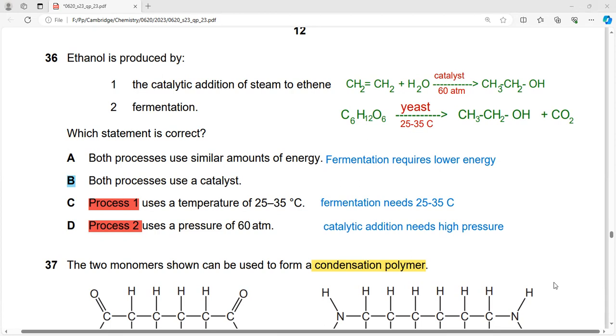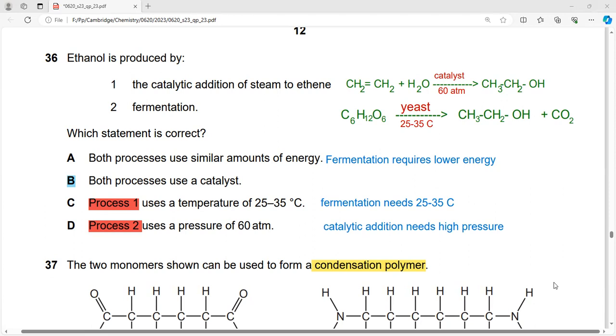So in the presence of 25 to 35 degrees Celsius, they produce alcohol and carbon dioxide. So these conditions are required for this. Which statement is correct about the situations of 1 and 2? So you can see that both processes use a similar amount of energy. So fermentation requires lower energy as compared to the catalytic addition.